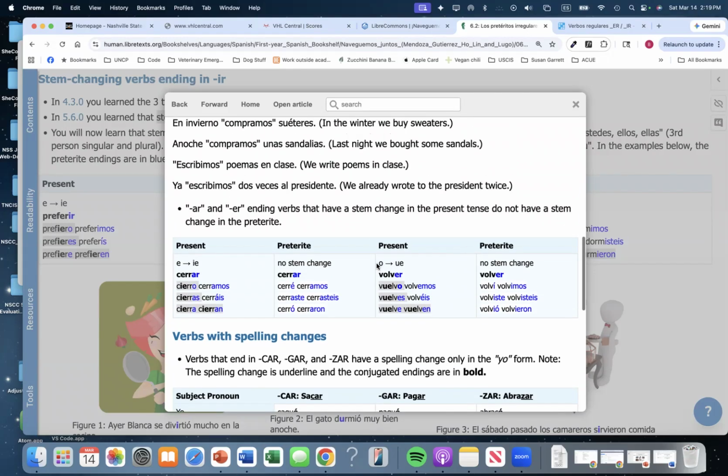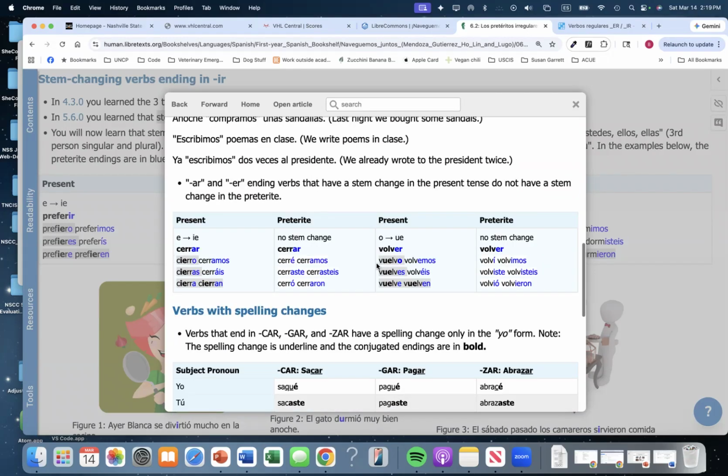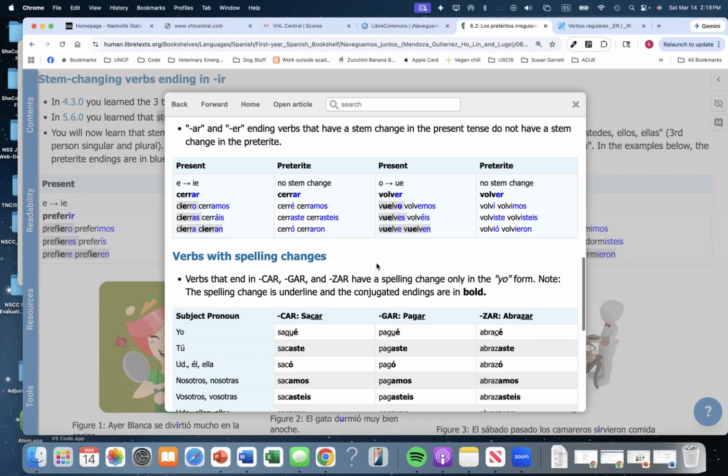That's right here. AR and ER ending verbs that have a stem change in the present tense do not have a stem change in the preterite. So let's see right here. We have cerrar in the present. Cerrar changes from E to IE. So we have cierro, cierras, cierra, cerramos, cerráis, cierran.